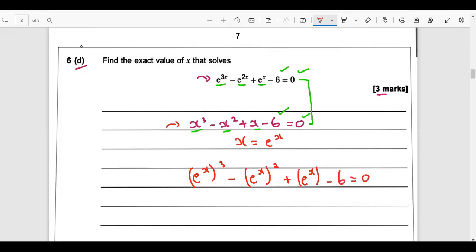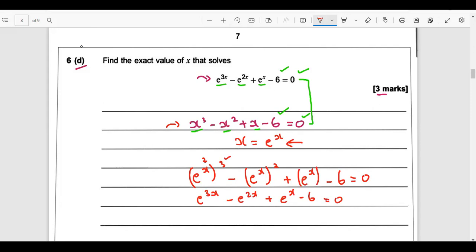And we know that when we have two powers, one is here, one is here, and if the other one is outside the bracket, the powers are multiplied. Very good. So it would be e to the power 3x minus e to the power 2x plus e to the power x minus x equals 0. So finally we know that there's a link, and this is the link. This is what we need to understand.